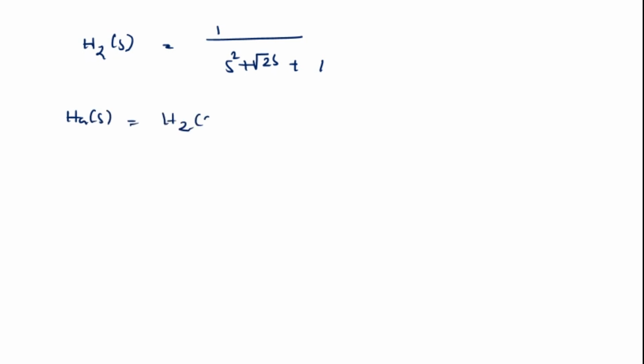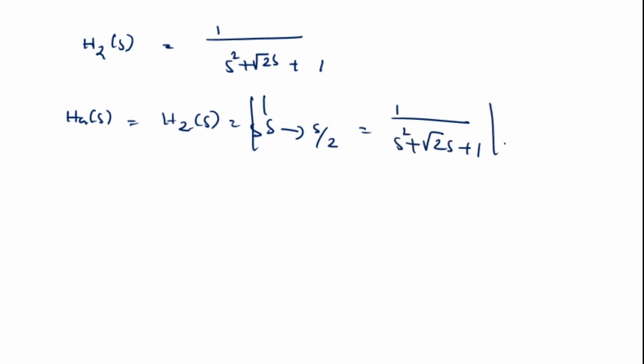We know that H2 of S is equal to 1 divided by S square plus root 2 S plus 1. Therefore, to find H of S, we have to replace S by S by 2, which is equal to 1 divided by S square plus root 2 S plus 1 with S replaced by S by 2, which is equal to 4 divided by S square plus 2 root 2 S plus 4.